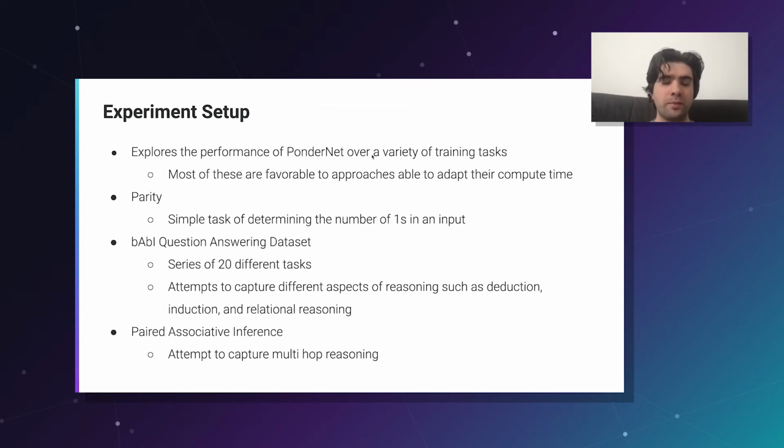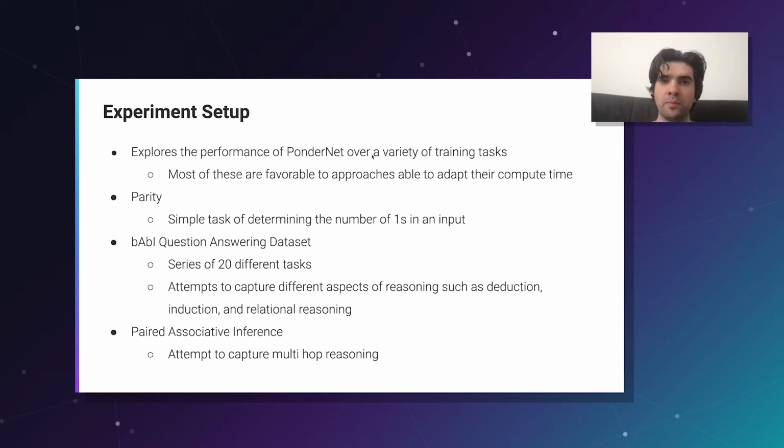Cool. So for the actual experimental setup, the authors ran PonderNet over a pretty large variety of training tasks. They're grouped into three different tasks: parity, bAbI question answering, and paired associative inference. While it doesn't sound like a lot of tasks, the bAbI question answering dataset I think is particularly interesting in that it covers 20 different types of natural language inference, which is a lot of different things that we end up covering just by including these three datasets.